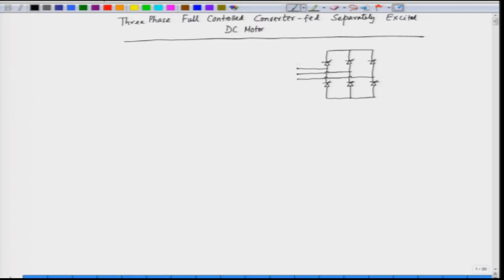We have phase A, phase B and phase C. The output feeds the armature of the DC motor. So, we have resistance, inductance and back EMF. And the back EMF is E. So, this is the armature of the DC motor.